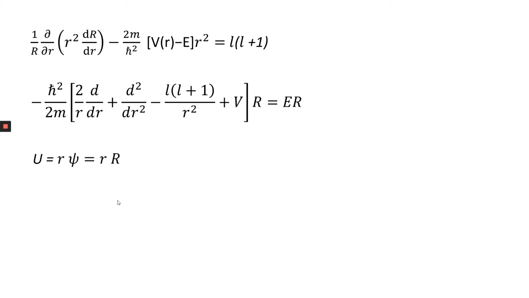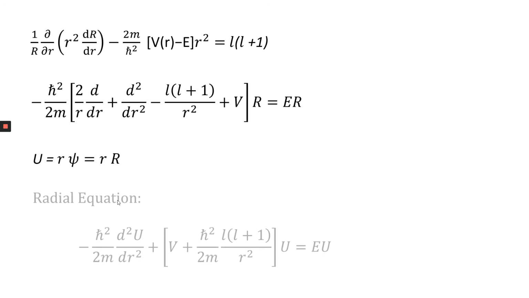Now, since we only care about the radial distance, we may just assume the wave function is just the radial part of it, so psi equals R. And we let u equals r times psi equals r times capital R. And we plug it in, we get our radial equation.